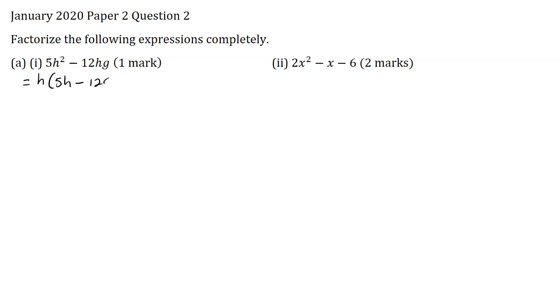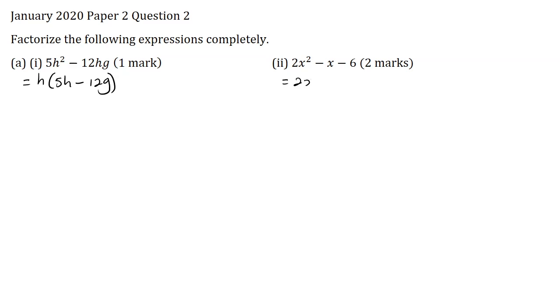Part 2, they want us to factorize this quadratic equation, 2x squared minus x minus 6 for 2 marks. Now, we need to find two factors of AC whose sum is b. 2 multiplied by minus 6 is minus 12. Factors of 12 that will give us a sum here of minus 1. I will use minus 4 and 3.